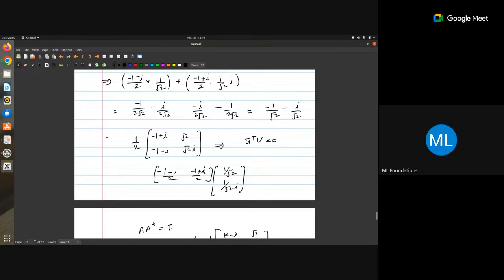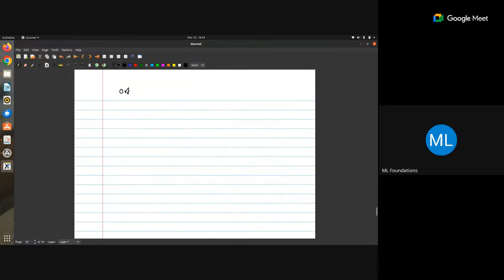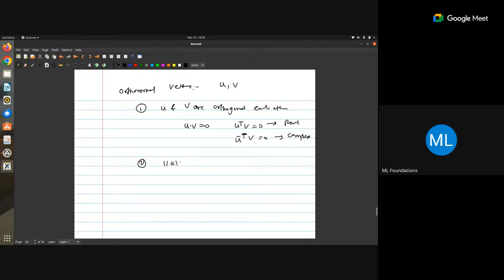First, orthonormal vectors: what is an orthonormal vector? Let's say u and v are these two vectors, and if they are orthonormal, what does that mean? First, u and v are orthogonal to each other, right? And what is the orthogonality condition? The dot product between u and v is zero. If it is the real case, it is u transpose v equals zero, and if it is complex, then it is u bar, the conjugate of u, transpose v equals zero. This is for real matrices, this is for complex matrices. And the second step is norm of u equals norm of v equals 1, right? If you get norm of u as 1 and norm of v as 1, it doesn't guarantee that they are orthogonal to each other, right?